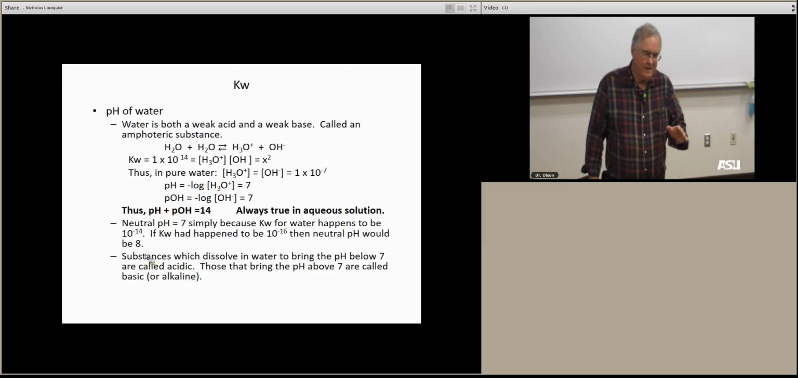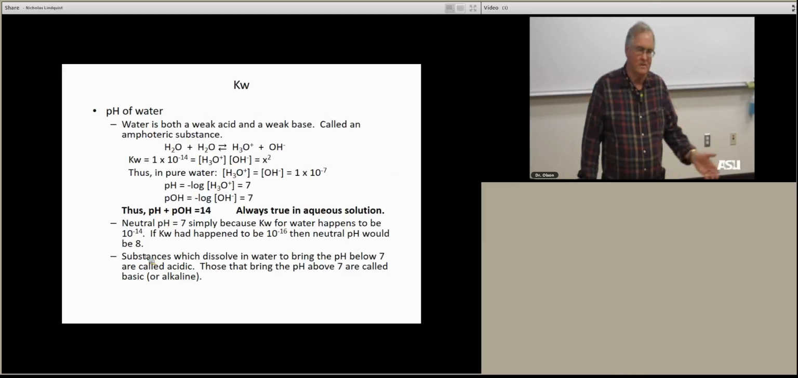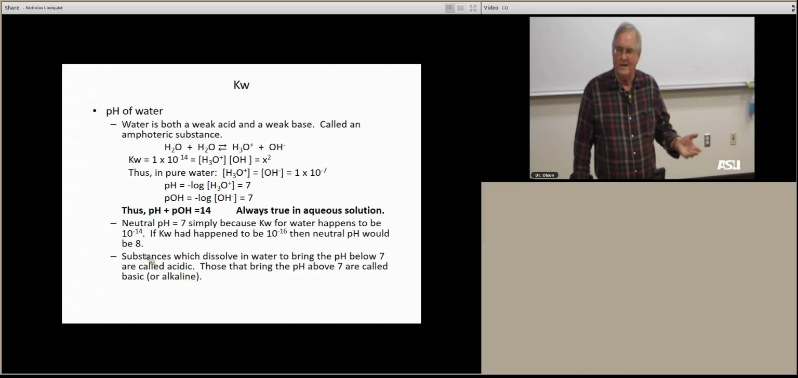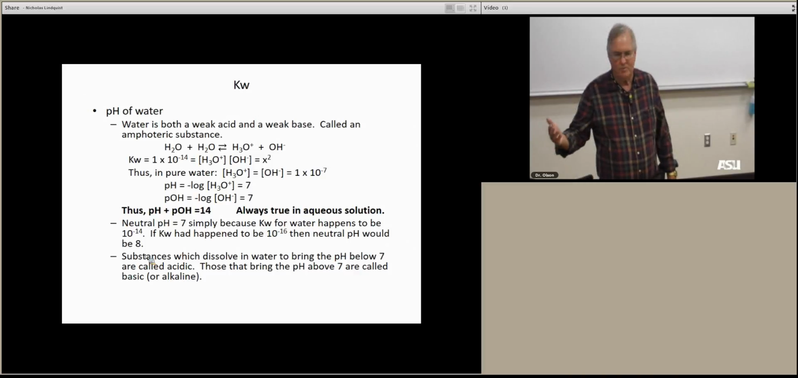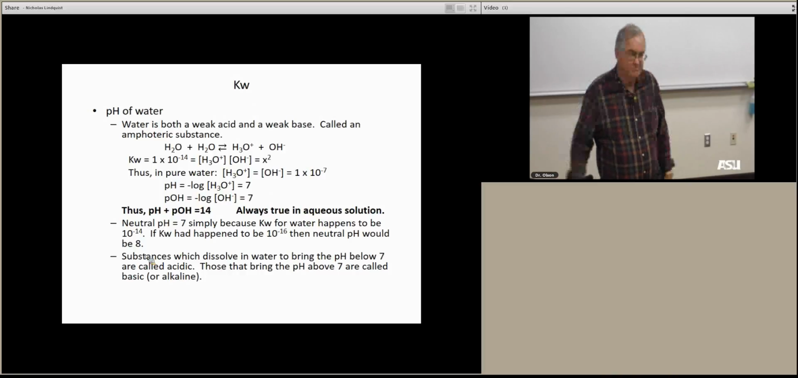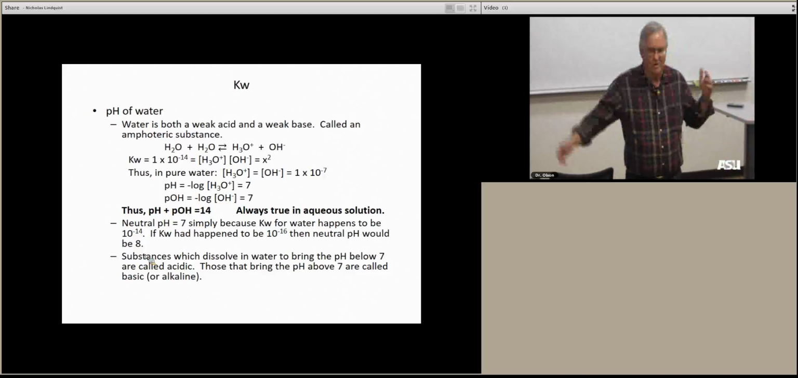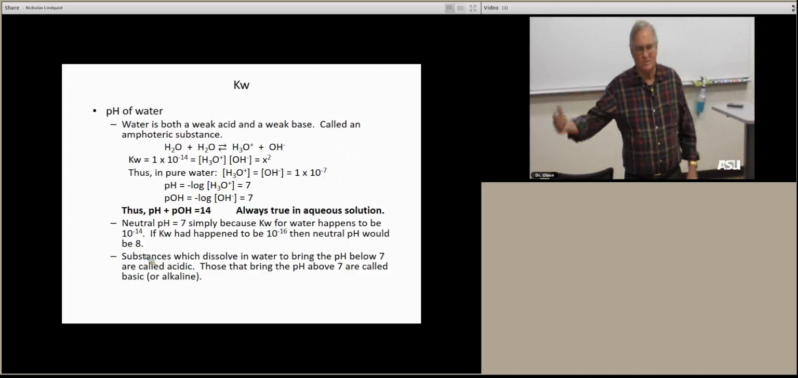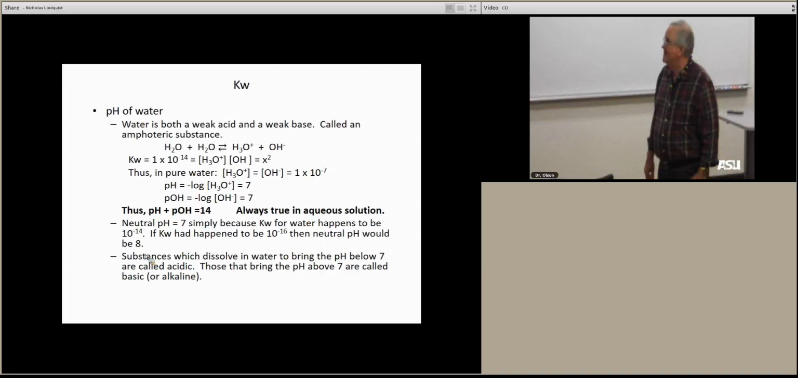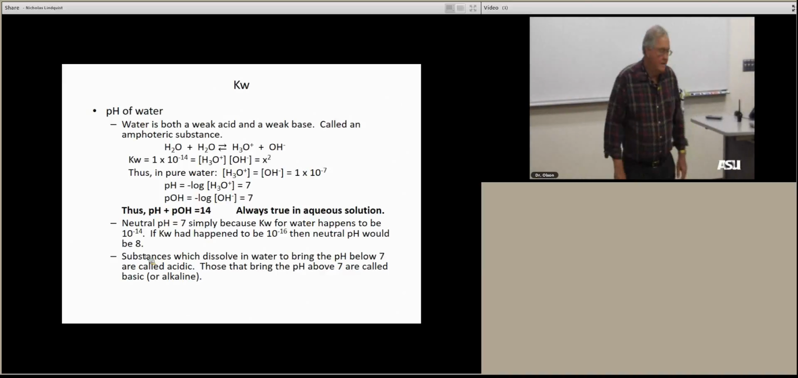And so anything that has a pH less than 7 we consider acidic, meaning it has more hydrogen ion in it than water does. And anything which has a pH greater than 7 we consider basic, meaning it has more hydroxide in it than water does. That's all. And the further away from 7 it gets, the stronger the acid or the stronger the base would be. Okay? All right.